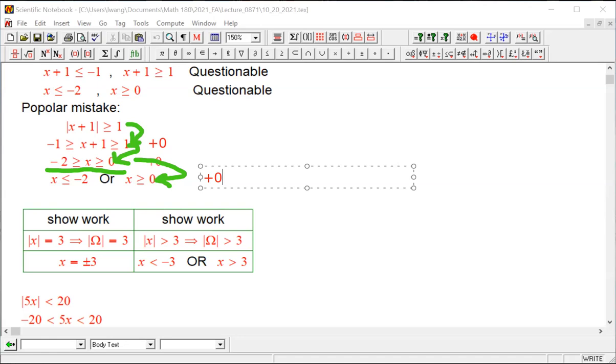Okay, do you guys understand that? Just don't do it this way. Do you follow me? You're going to lose a lot of points if you do it this way. This is a super popular mistake.